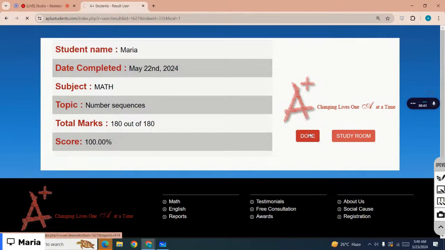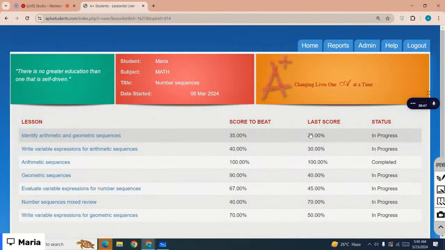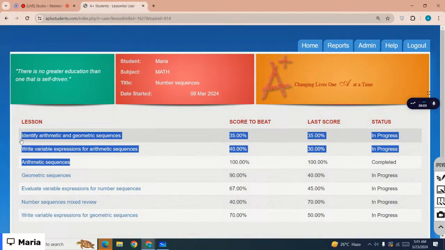Okay, we are done with the lesson. So we were working on grade 10 math. The chapter we're working on is number sequences, and the lessons we have covered today are identify arithmetic and geometric sequences, write variable expressions for arithmetic sequences, and arithmetic sequences, right? So please make sure before the next session you complete all the practice questions for the lessons we did today. That is your homework until next session.